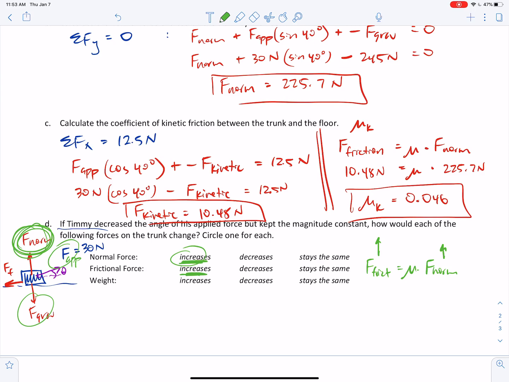Finally, what about the weight of the trunk? Would that change? Well, remember the weight is the force of gravity, which is just equal to the mass times the acceleration due to gravity. The mass is always 3 kilograms no matter what. The acceleration is going to be 9.8 meters per second squared no matter what, as long as the trunk doesn't change to some different planet. So the weight will stay the same. No change to that weight.